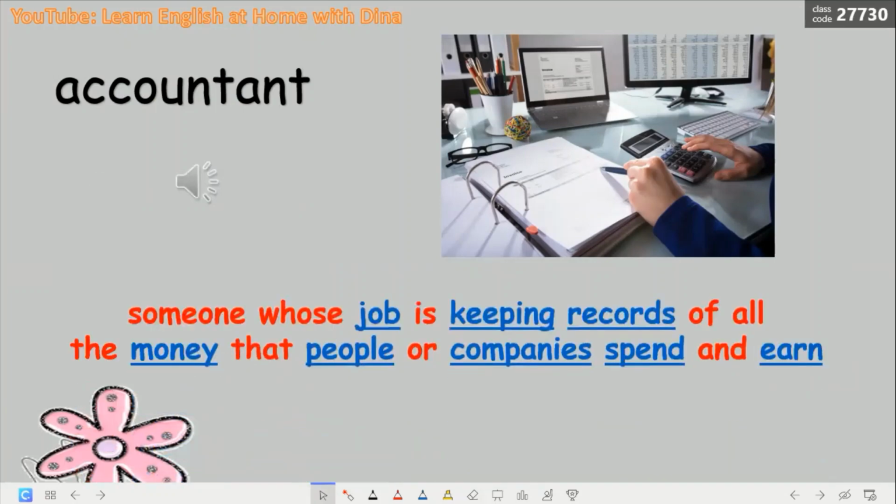Accountant. Someone whose job is keeping records of all the money that people or companies spend and earn.